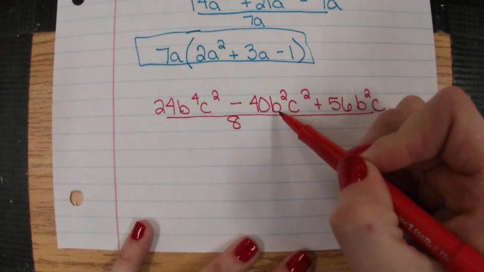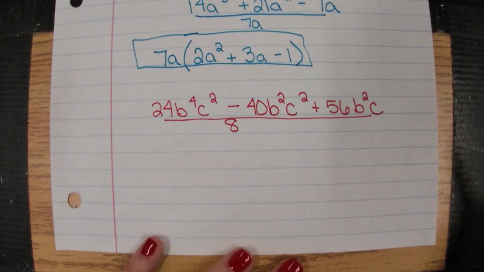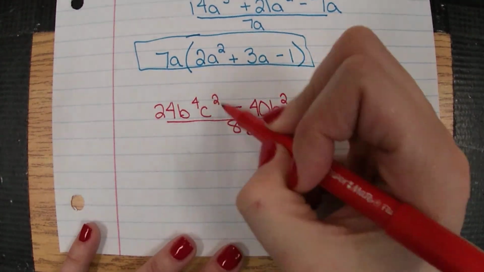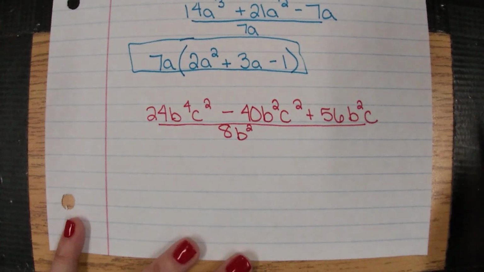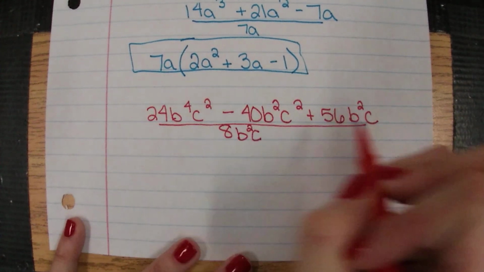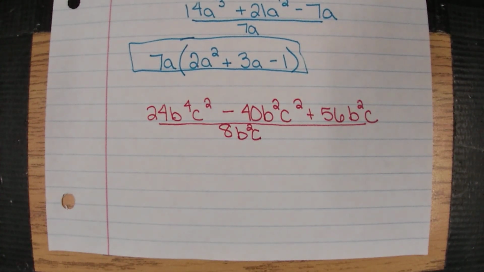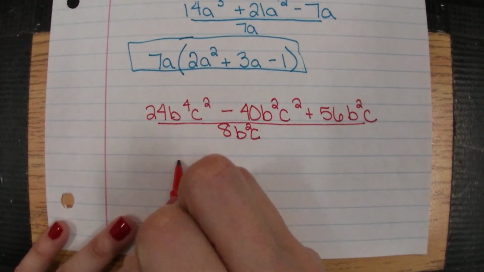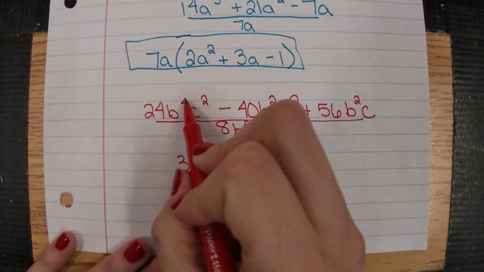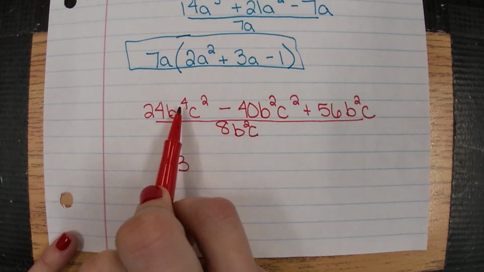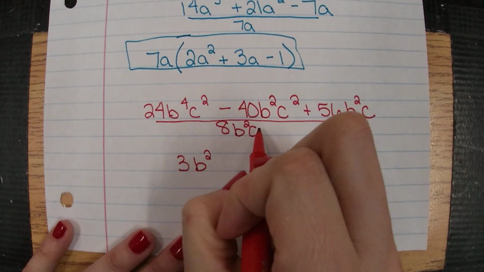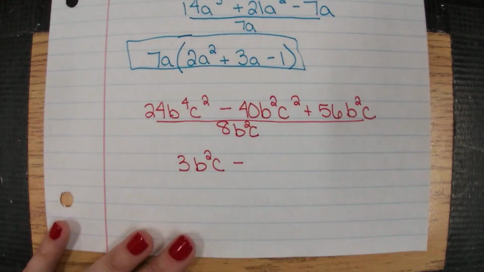Okay, do they all have the b? Yes, they do. The smallest exponent is 2. Do they all have the c? Yes, the smallest exponent is 1, so I'm going to pull out that c. So now we'll start dividing. 24 divided by 8 is 3. And when we divide, we subtract exponents. So 4 minus 2 is 2. 2 minus 1 is 1.